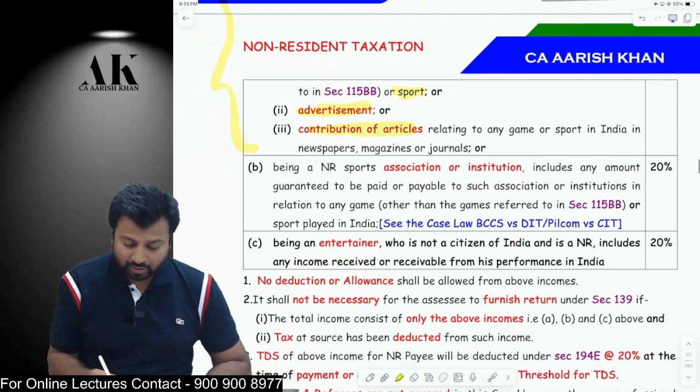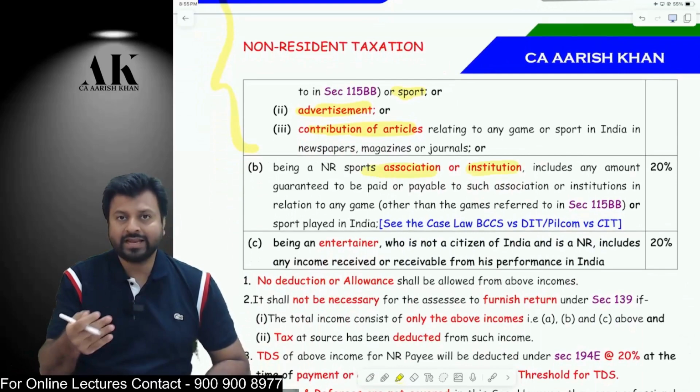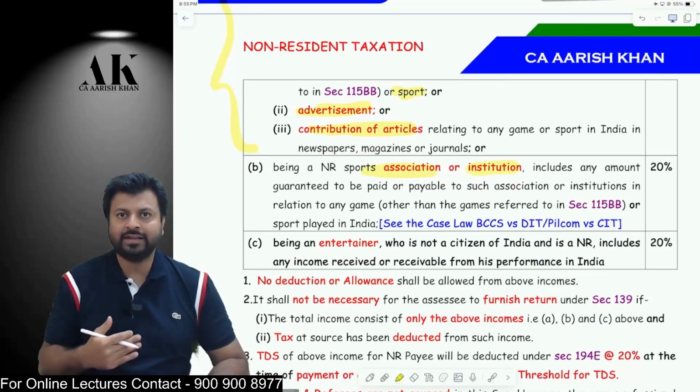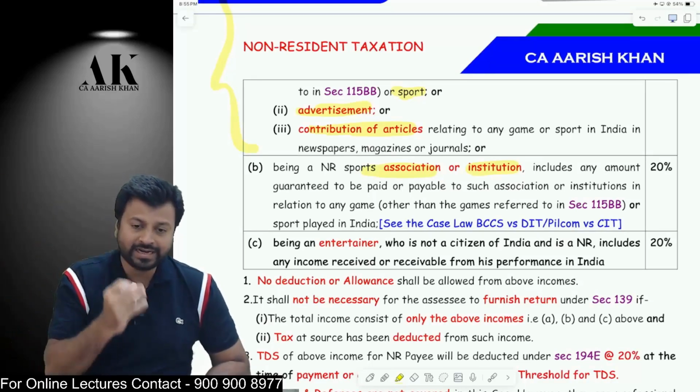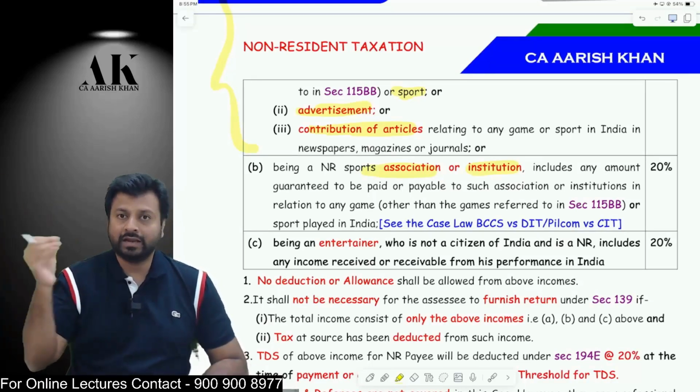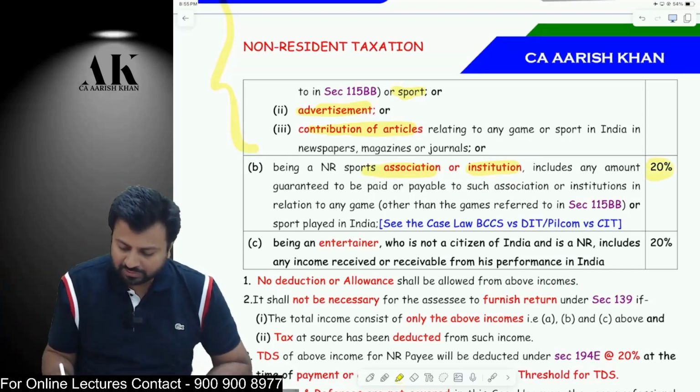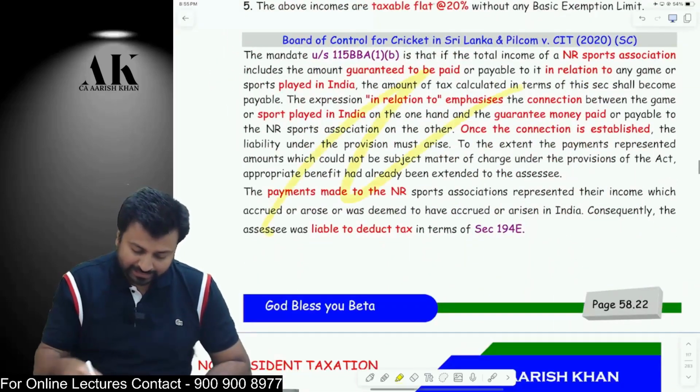Apart from that, a non-resident sports association, if they are getting some guaranteed money from any Indian person, suppose like ICC, International Cricket Council, is getting some money from BCCI for arranging an event in India, that will also be subject to 20% tax. This was also held by the Supreme Court in this particular case, and that case is mentioned over here.